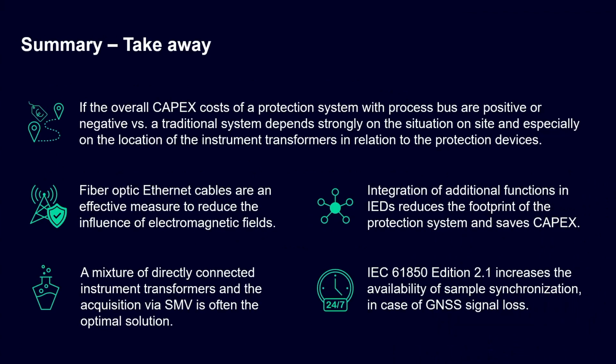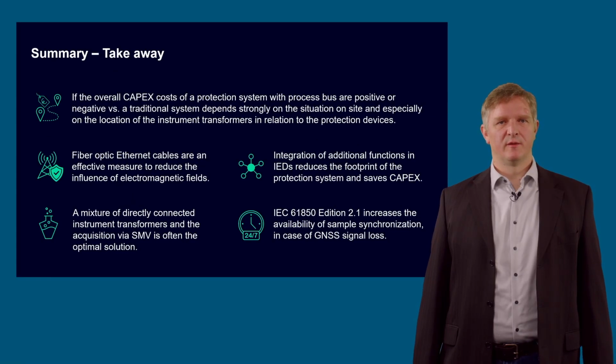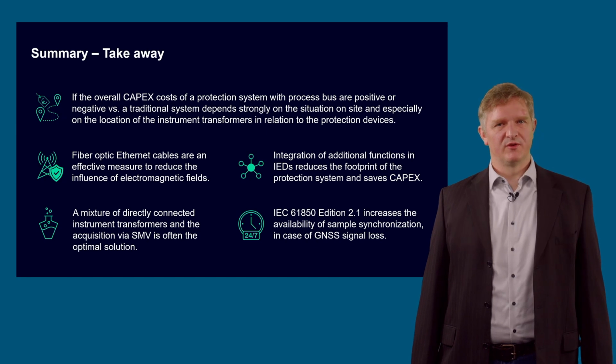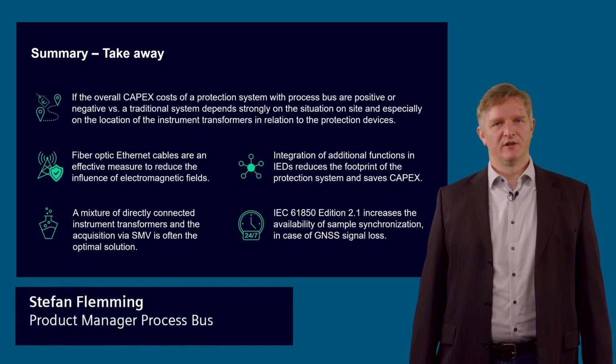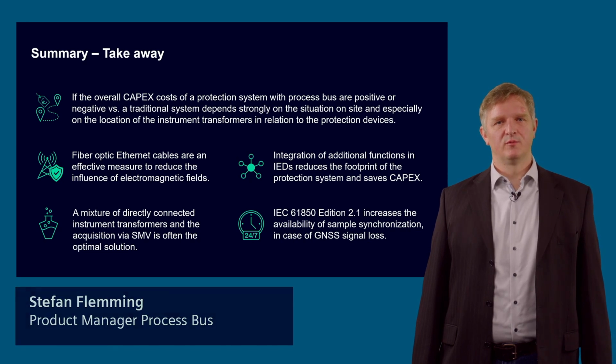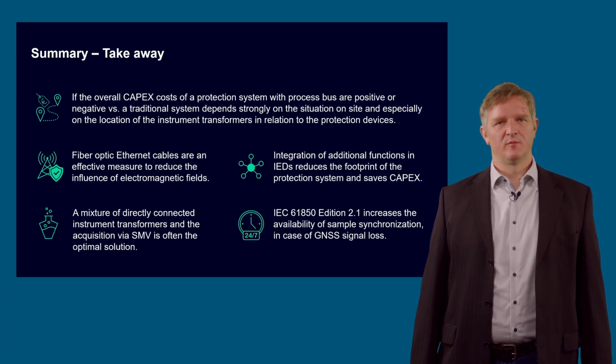In general, the cost effectiveness of a process bus installation versus a traditional installation strongly depends on the situation on site and the location of instrument transformers in relation to the protection devices. Fiber optic cables are excellent for mitigating the influence of electromagnetic fields. The possibility of a mixed connection of sampled values with directly connected instrument transformers for the protection devices is often the optimal solution. This integration of additional functions in IEDs reduces physical footprint and investment costs, such as the integrated PTP time source in the switches or the automatic voltage regulation function of the bay control units.